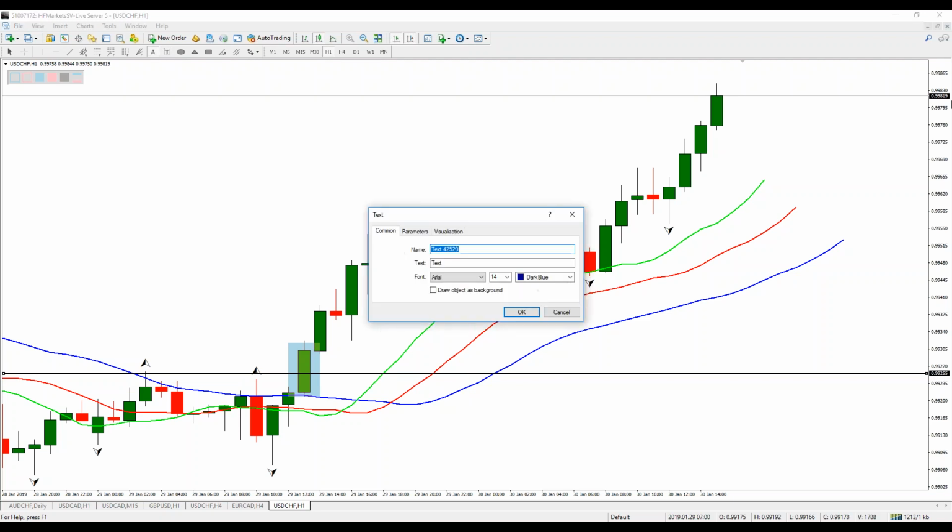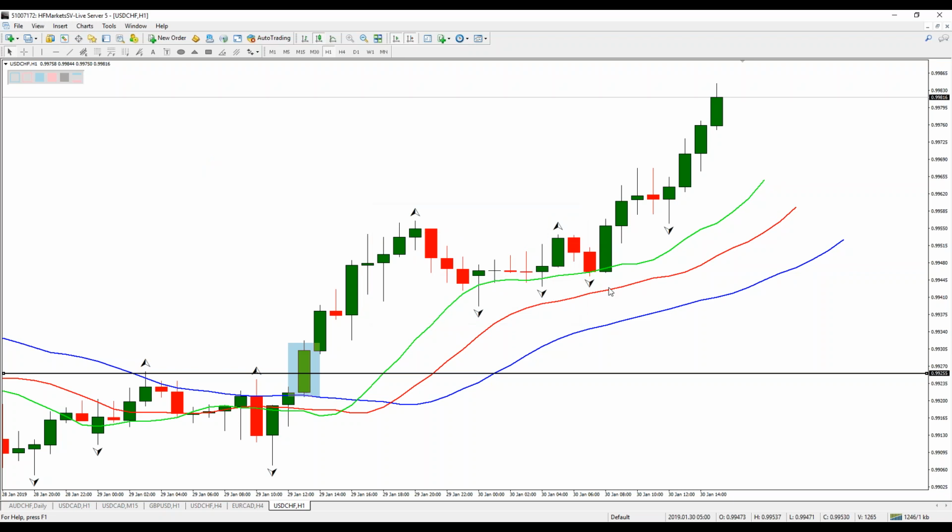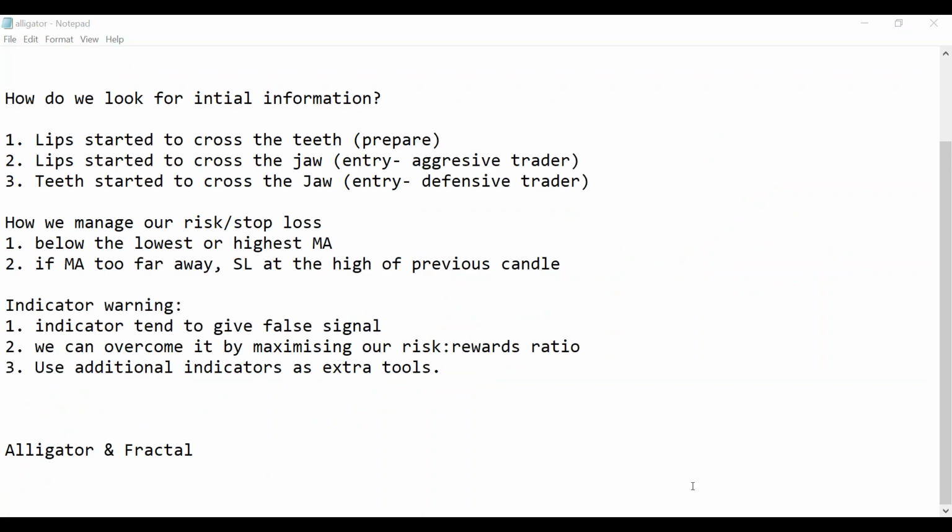Entry point. The first, let's trade a new... early... and fractal. Let's look here for a moment. Let me open here, Alligator and fractal. Look at the note below.